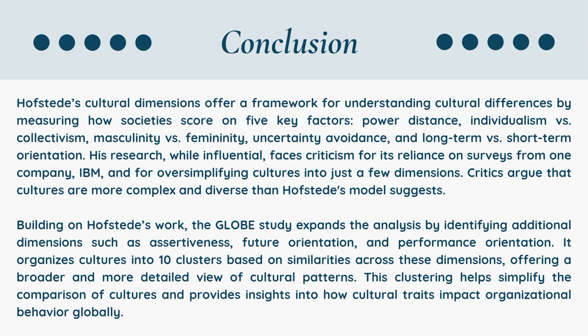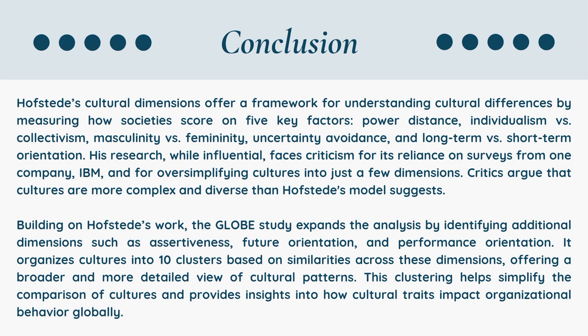And finally, we reach the conclusion of Chapter 2. Hofstede's cultural dimensions offer a framework for understanding cultural differences by measuring how societies score on 5 key factors: power distance, individualism vs collectivism, masculinity vs femininity, uncertainty avoidance, and long-term vs short-term orientation. His research, while influential, faces criticism for its reliance on surveys from one company, IBM, and for oversimplifying culture into just a few dimensions. Critics argue that cultures are more complex and diverse than Hofstede's model suggests.